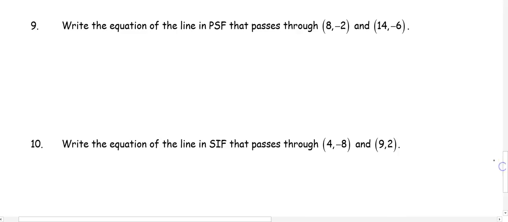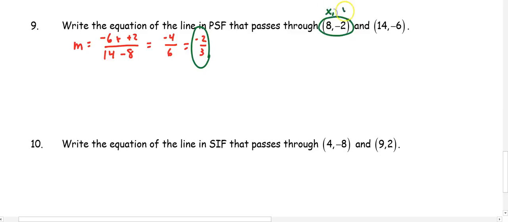Number 9, write the equation in point slope form that passes through the points 8, -2 and 14, 6. So first I need to find my slope. So it's y2 minus y1 over x2 minus x1. So remember, two negatives make a positive, so that gets us -4/6, which reduces to -2/3. Now, when I'm writing in point slope form, it doesn't matter which point I pick. So I'm just going to pick the first point, x1, y1. So I have y plus 2 equals -2/3 times x minus 8.